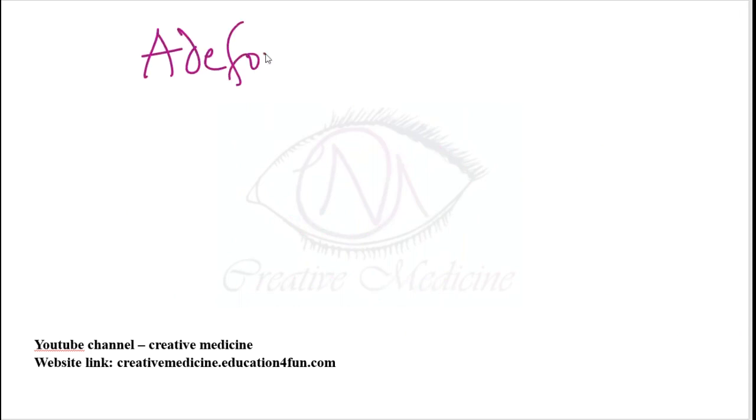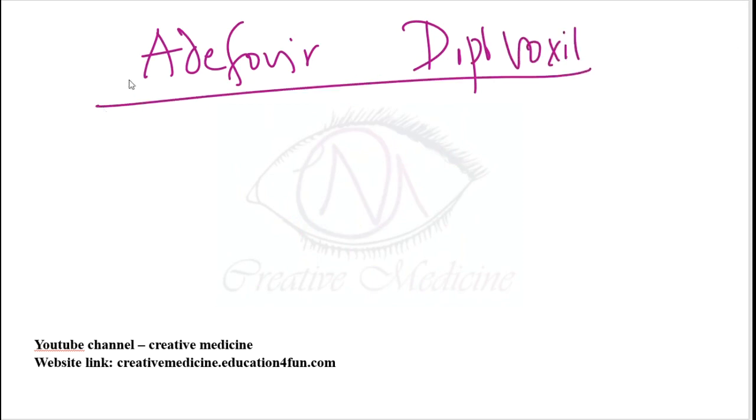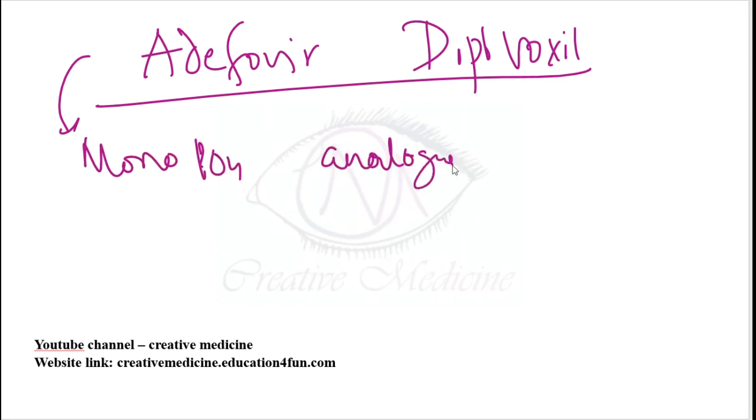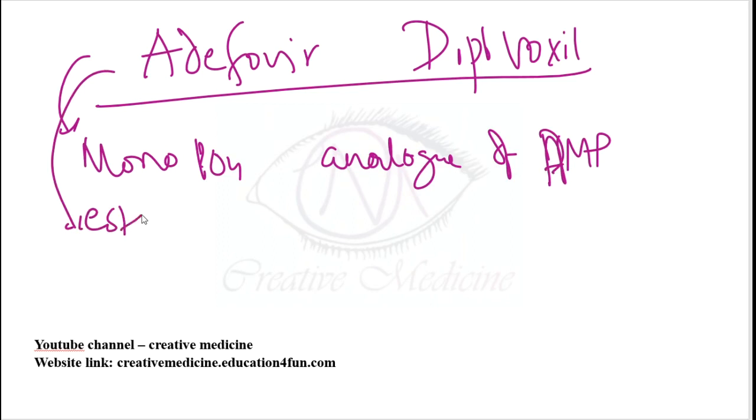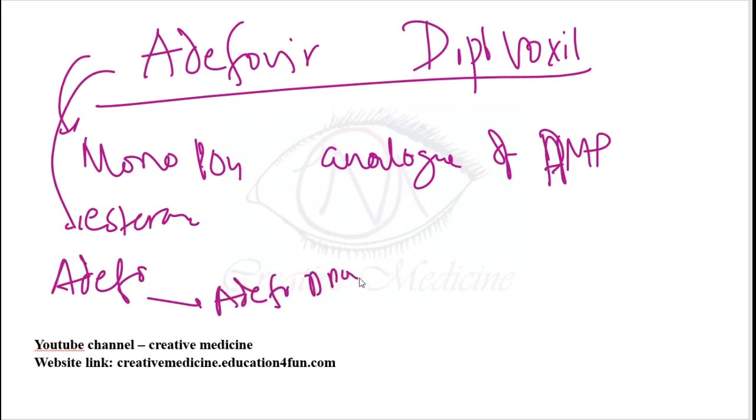Then the next important drug is adefovir dipivoxil. Adefovir dipivoxil is a monophosphate analog of AMP. It is acted on by an esterase in the liver and converted to adefovir. This adefovir is again converted to adefovir diphosphate, which inhibits DNA polymerase.